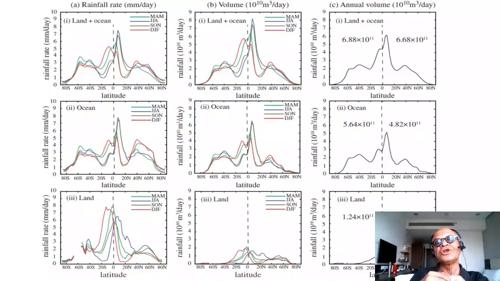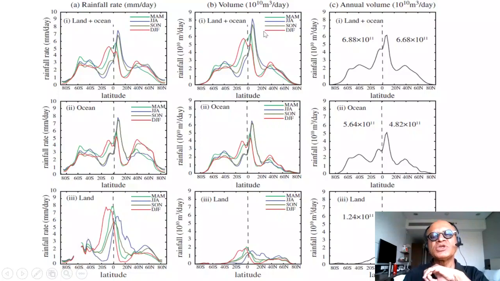So those who already know what a Hadley cell is, you know what I mean. But the mid-latitude rain here, much more widespread, and you can see the land distribution is very different in the southern hemisphere than in the northern hemisphere, so you see that difference there as well.